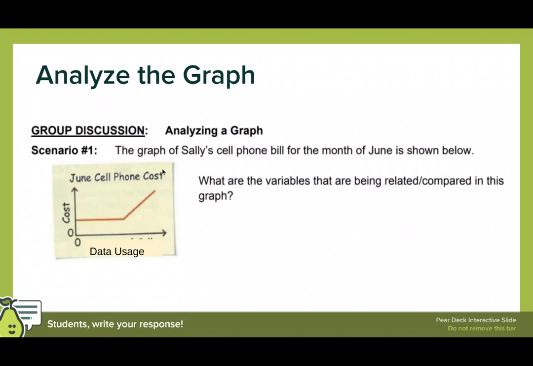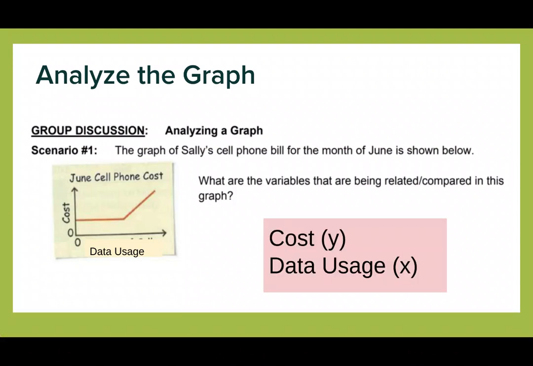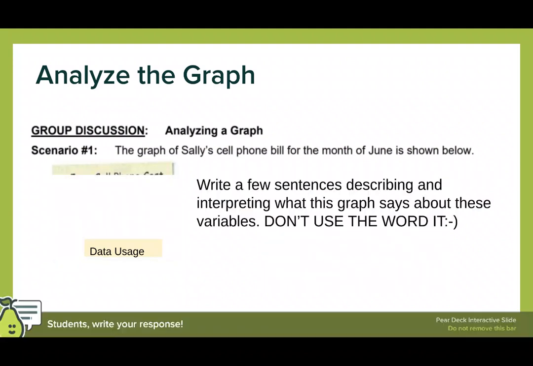What you're going to be asked to do in this learning target is identify the different variables that are being compared in a graph. So this is a graph of Sally's cell phone bill for the month of June. The variables being compared are the cost on my vertical or y-axis, and the data usage on the horizontal or x-axis. So let's figure out what story is being told in this graph.